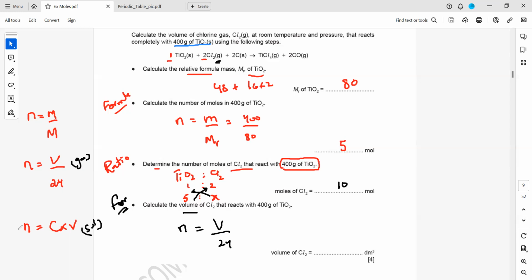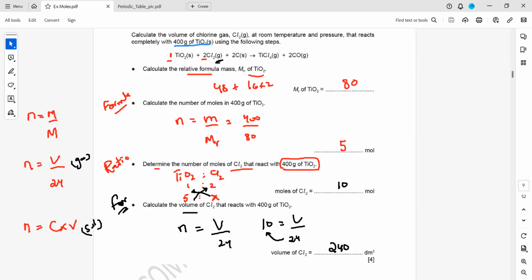But for gases, and how you identify it's a gas: for chlorine, you can see from the equation, it's written the state symbol of chlorine, that is gas. So for gases, moles equal volume of the gas divided by 24. Moles of chlorine are 10, volume of the gas we don't know, divided by 24. 24 is divided on one side, on the other side it will be multiplied. So we get 240 decimeter cube. That is the volume of the chlorine gas.